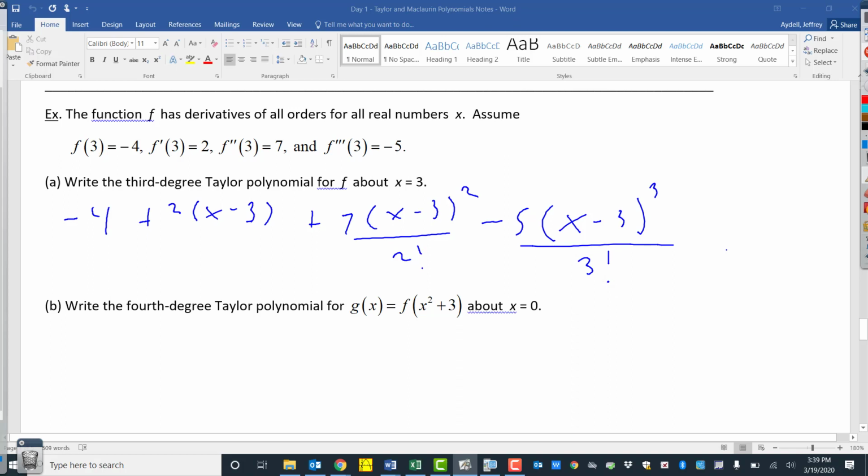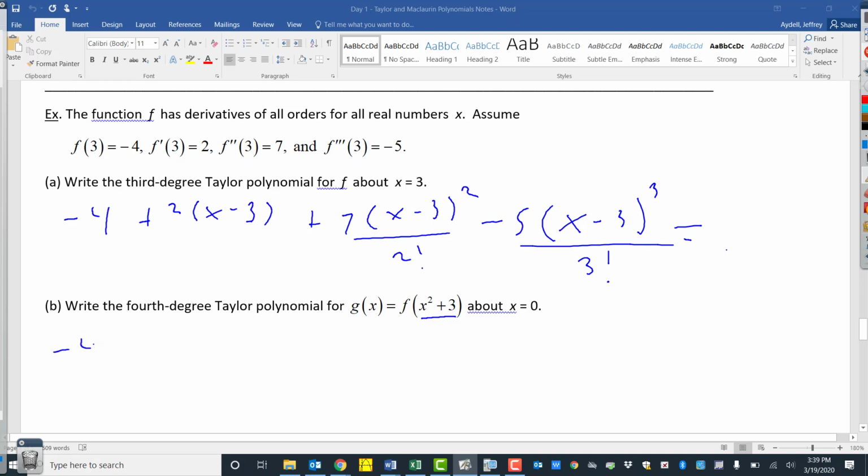All right? Now we have this next part. Write the fourth degree Taylor polynomial for g of x equal to f of x squared plus 3 centered about 0. Now this seems like a pretty complicated situation, but we already have a polynomial here, and all we're doing is plugging in x squared plus 3. Let's see what happens when we plug this into our polynomial.